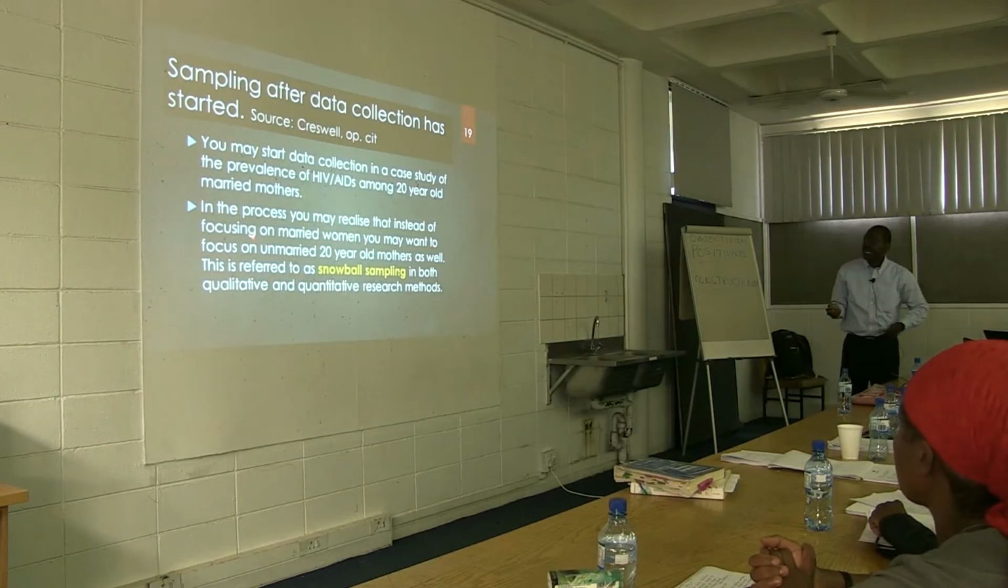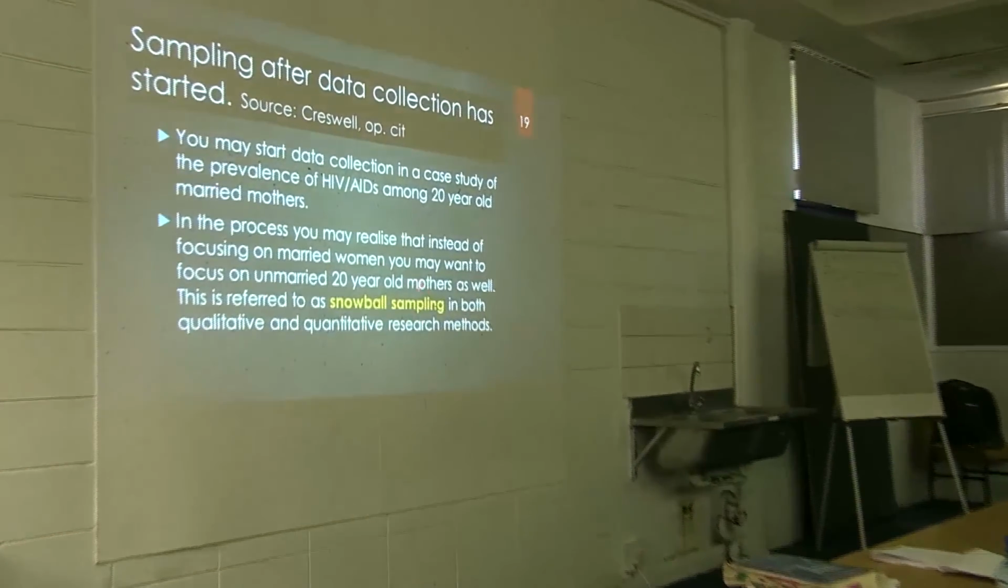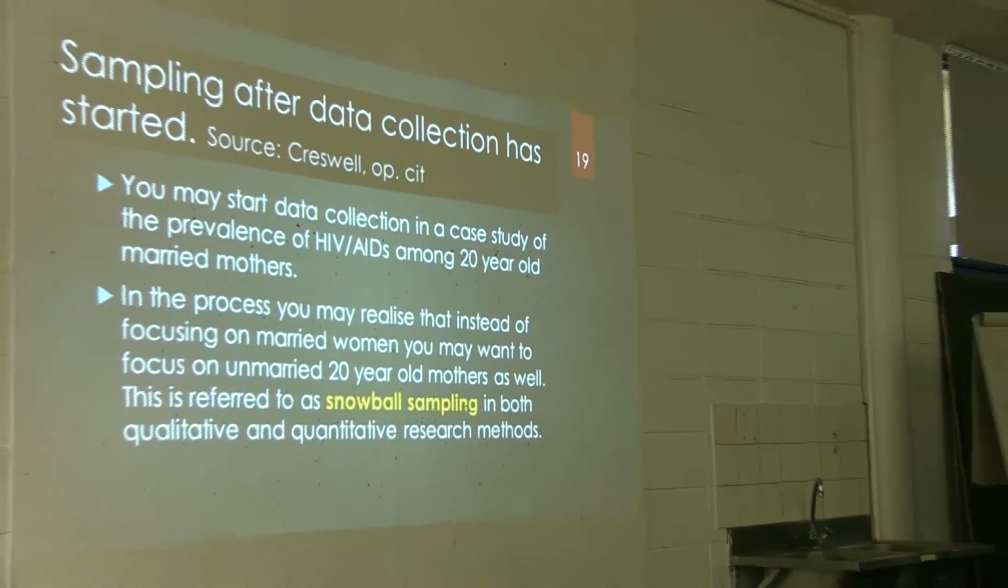Before we leave it, in the process, you may realize that instead of focusing on married women, you may want to focus on unmarried 20-year-old mothers as well. This is referred to as snowball sampling in both qualitative and quantitative research methods. Okay? Are we together, colleagues? Good.